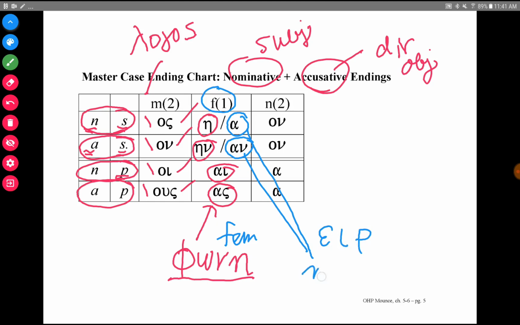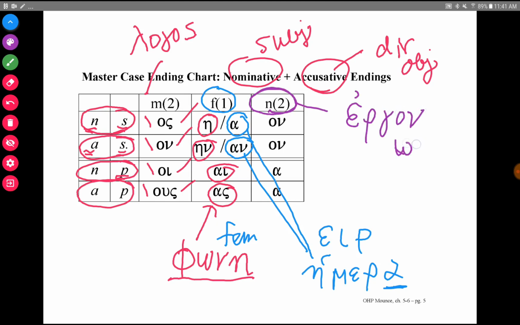So if we have a word like day, chimera, you notice that it ends with an alpha, and that tells you that you use the alpha endings for the singular forms, and the plural forms are the same. And then lastly is ergon, and this means work.